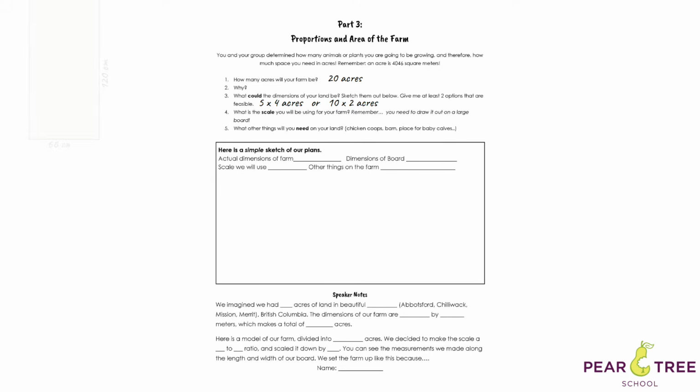Now they're given a board for these dimensions. They're given a board that is 60 centimeters by 120 centimeters. Thinking in terms of ratio, 120 to 60 is a 2-to-1 ratio, which already at this point, in terms of the next question about scale, is a very tough question.